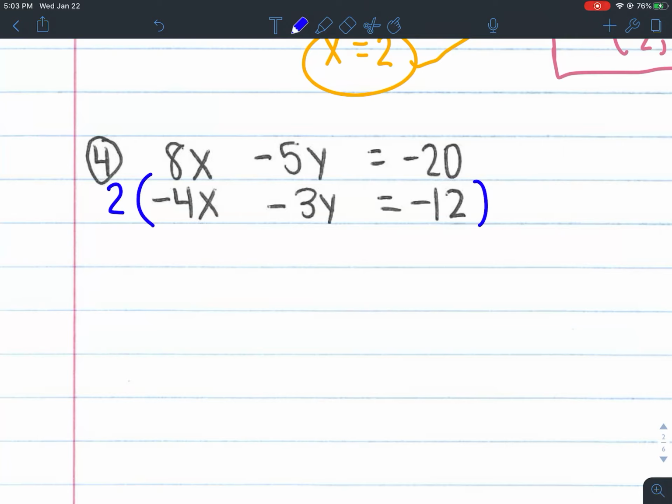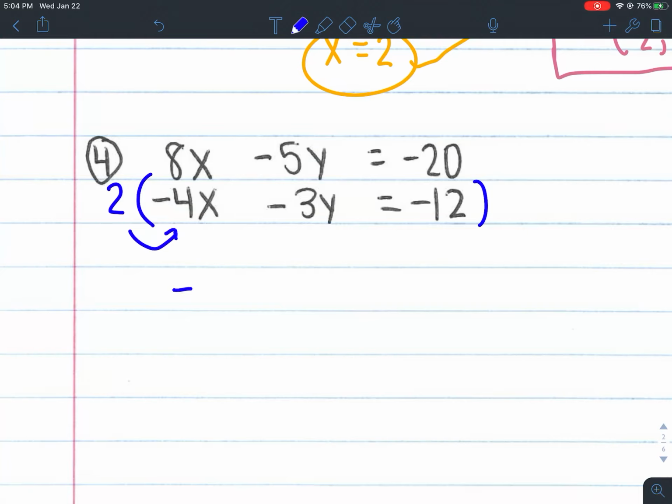So why did I pick 2? Well, I just can't pick any random number, right? I have to pick a number that will make me match the other number. So since I have an 8 here, I'm trying to match the 4 to make an 8. So we're going to make negative 8. I can't just pick any number, right? Like I can't just multiply it by 3. It doesn't work. And when I multiply, you have to multiply to everything.